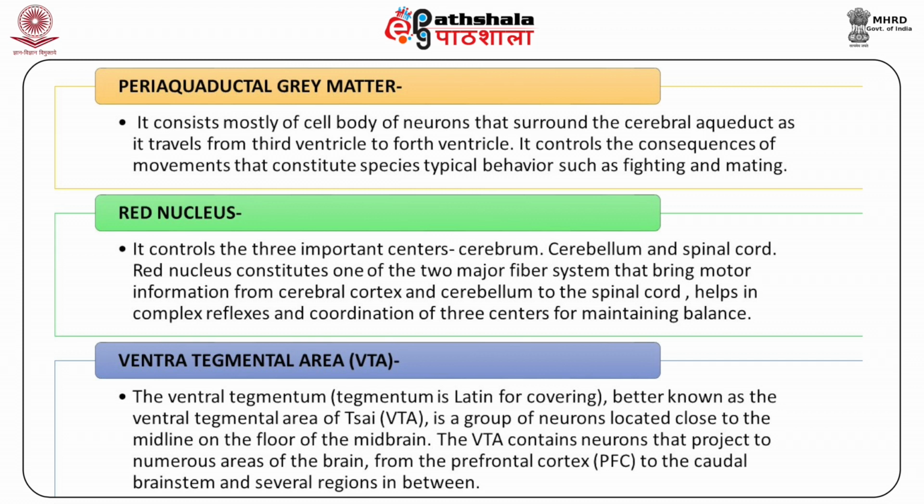Ventral tegmental area, or the VTA. Tegmentum is Latin for covering. The ventral tegmental area is a group of neurons located close to the midline on the floor of the midbrain. The VTA contains neurons that project to numerous areas of the brain, from the prefrontal cortex to the caudal brainstem and several regions in between.